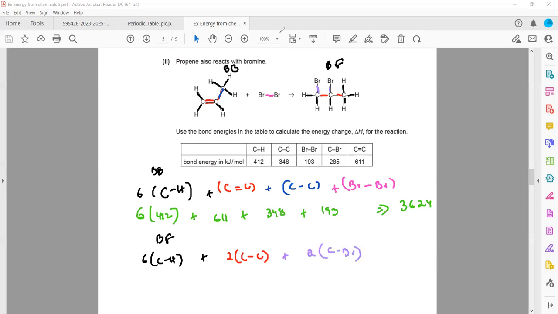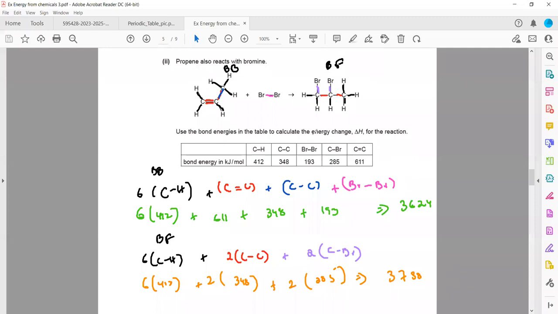Then we substitute the values. So 6 multiplied by 412, plus 2 multiplied by the carbon-carbon single bond, 348, plus 2 multiplied by CBr, which is 285. When we sum them, the total bond forming energy comes out as 3738. So we have the bond breaking energy, and the bond forming energy also.